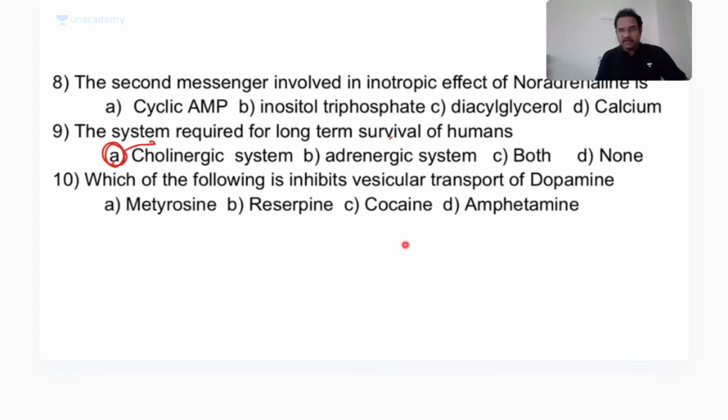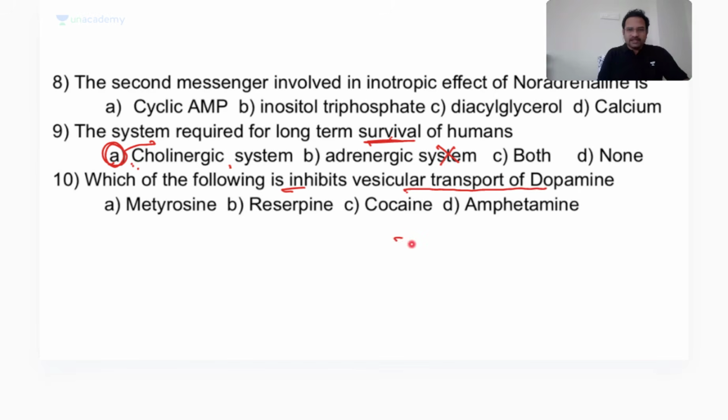There is an experiment which is conducted on frog, wherein in one frog, adrenergic system is removed. Still it survived. Whereas in another frog, they removed cholinergic system, it has died. So that indicates for survival, cholinergic system is required. Now the last one, which of the following inhibits vesicular transport of dopamine?